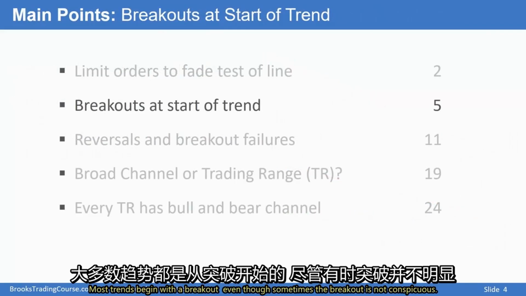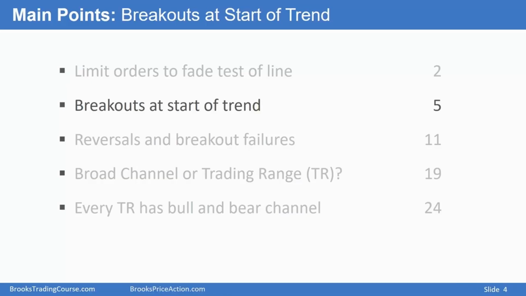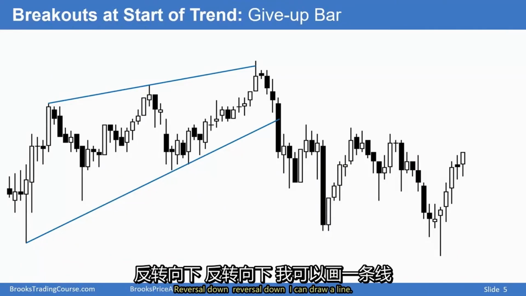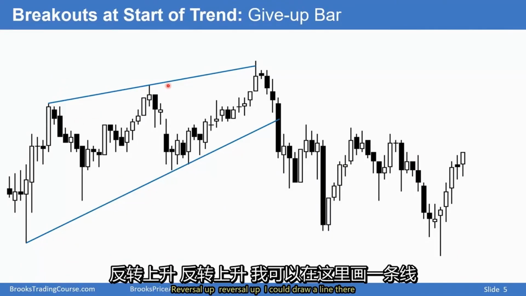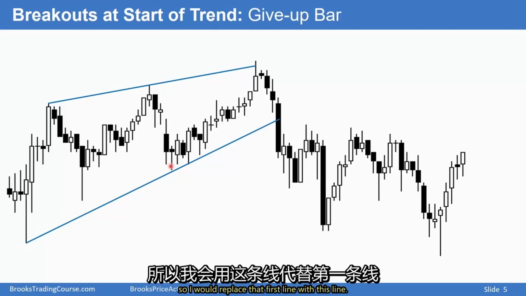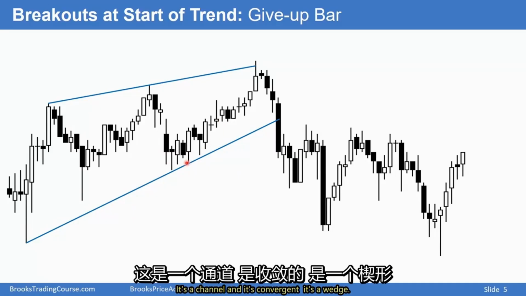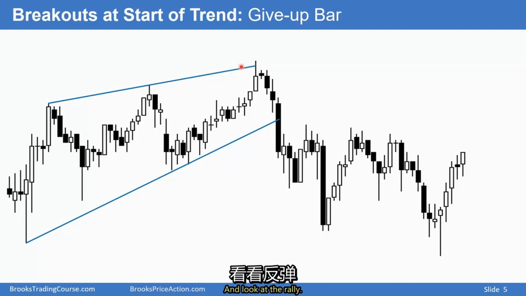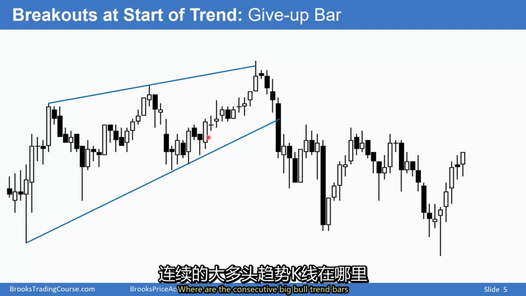Most trends begin with a breakout, even though sometimes the breakout is not conspicuous. Reversal down, I can draw a line. Reversal up, I could draw a line there, but we fell below it, reversed up again, so I would replace that first line with this line. It's a channel, and it's convergent. It's a wedge.